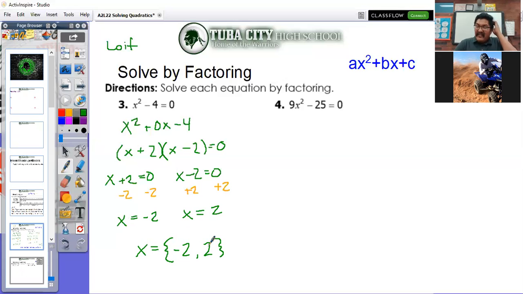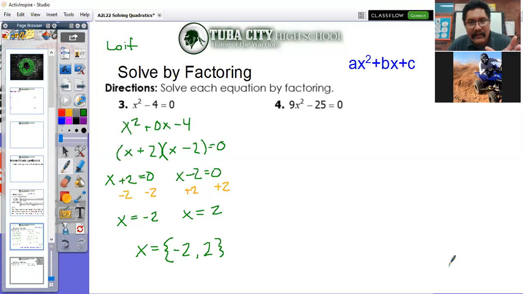Although this is not a really big rule, okay? You don't have to do it every single time, and I'm not going to mark you down points if you don't put it in the right order. So if you put 2 and -2, you know what, I'll take it. In fact, I might even do that a couple times in this lesson myself.